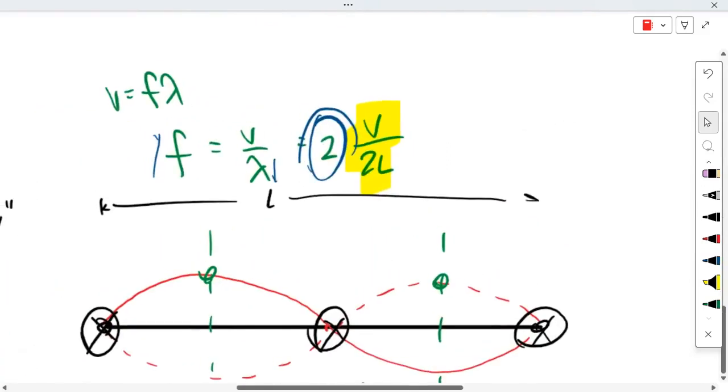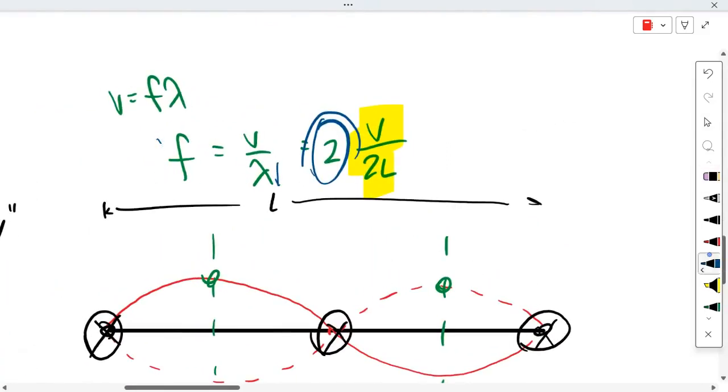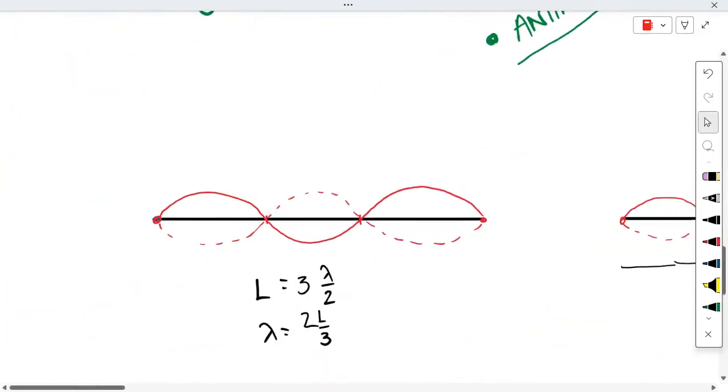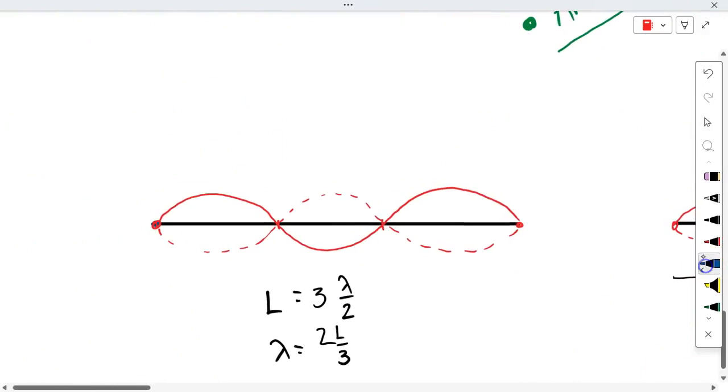So look, this frequency that I'm going to call F2 is 2 F0. This stuff is F0. And this frequency is twice the fundamental frequency. Well, guess what this one is?